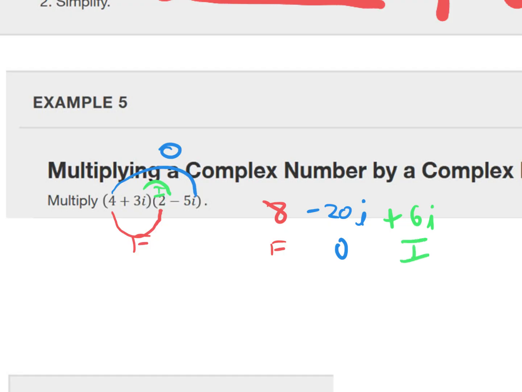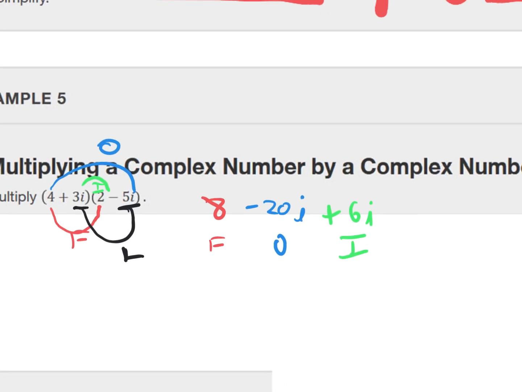Then, that's FOI, I need L for last. That means this last term of that binomial times this last term of that binomial. That's where the L comes from, FOIL. Now this is a 3i times a negative 5i. I'm just going to write that down for a minute.